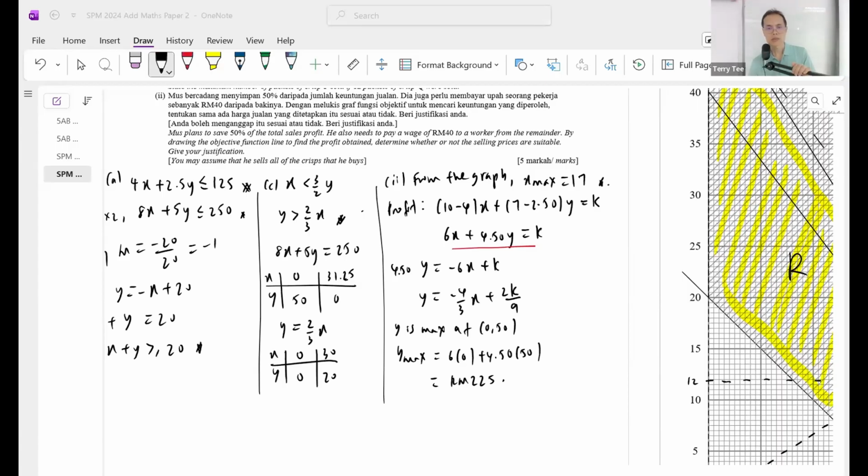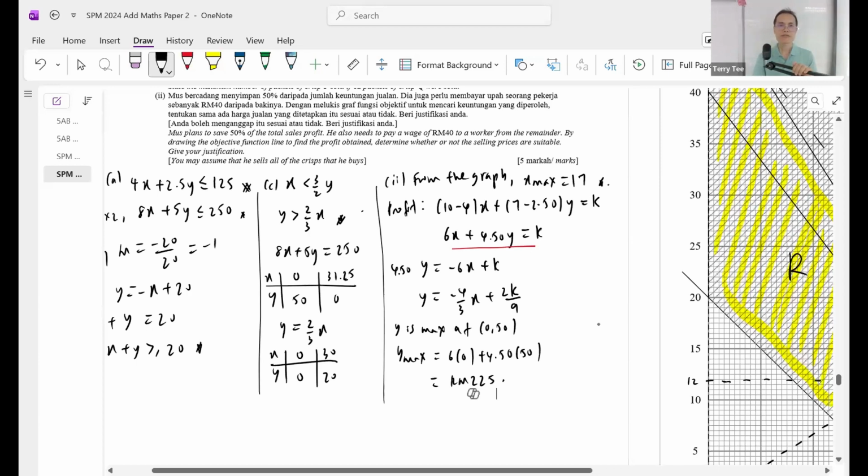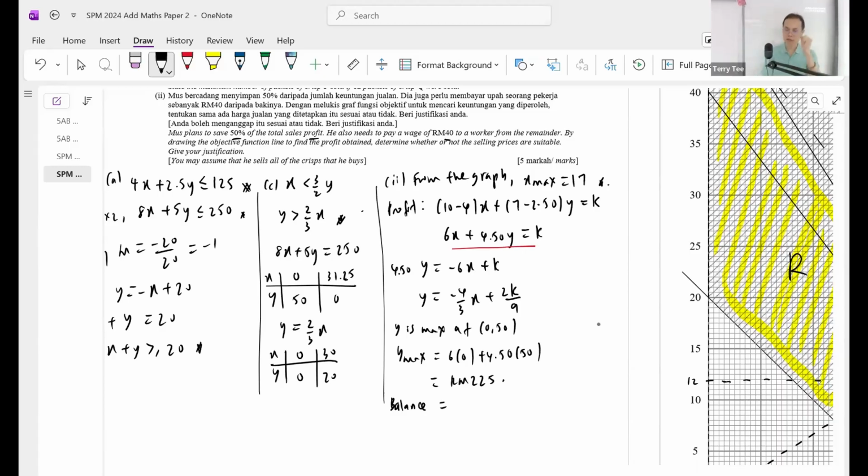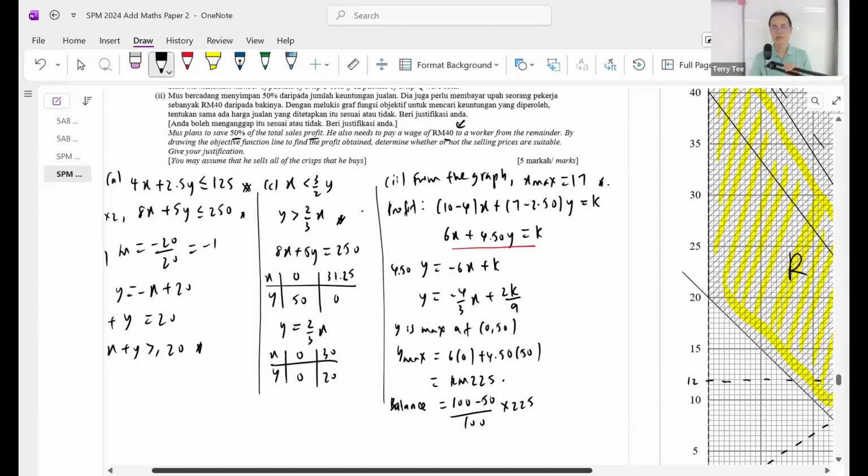225. Okay, so now the question also mentioned that he planned to save 50% of the sales profit. He also needs to pay wages of 40 ringgit. All right. So first of all, the balance or remaining amount: you save 50%. How many percent left? Another 50. You times with 225. Then he has to pay wages of 40 ringgit, you minus 40. Does he have enough money or not?